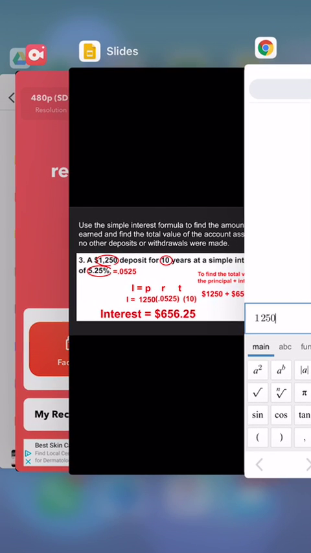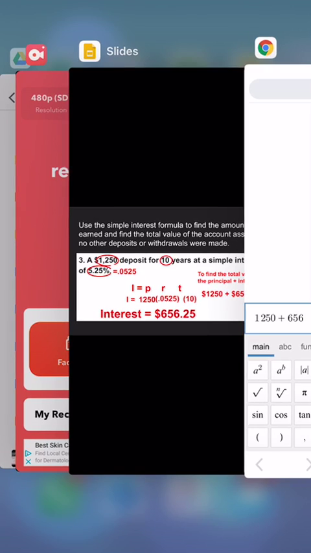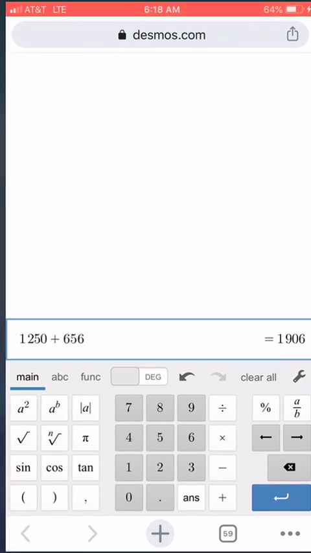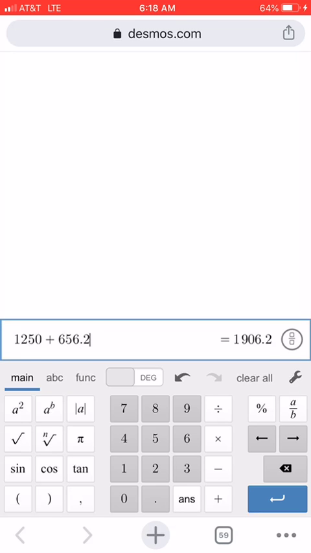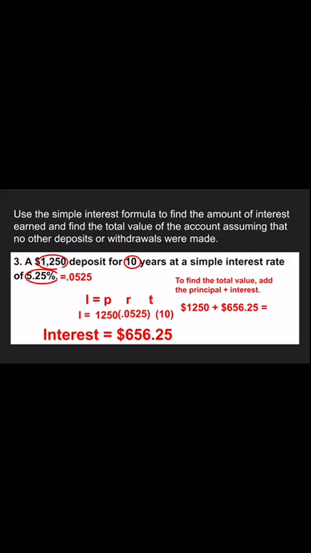Go to my calculator. 1250. That's what I started out with. Plus 656. And I like to have this right here in front of me because I forget very easily. 0.25. And you can see our answer right there. $1,906.25.